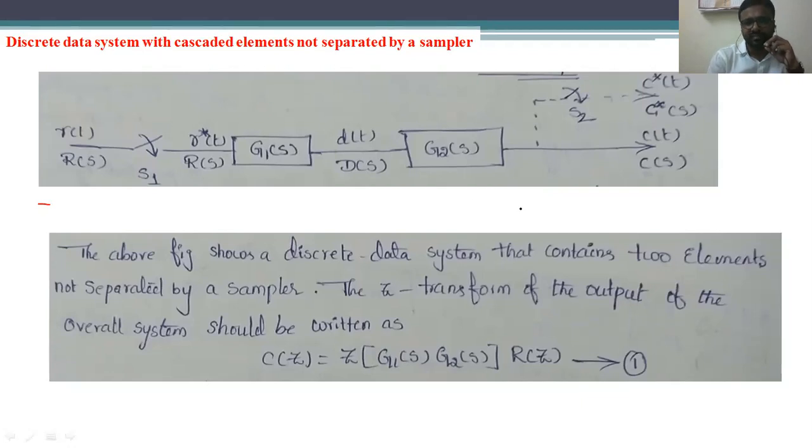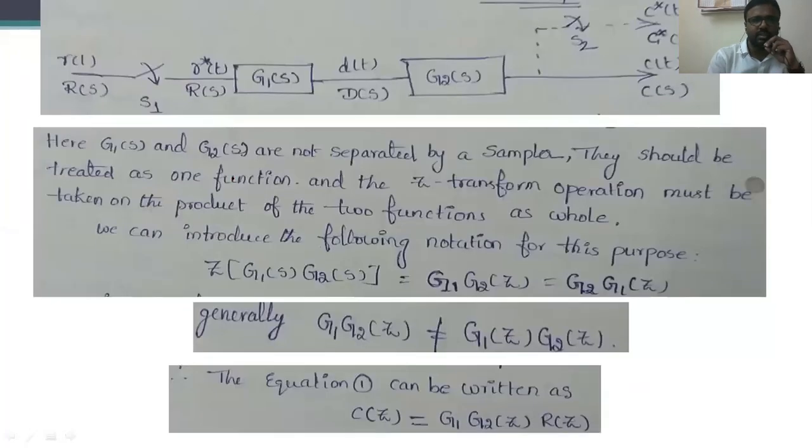So here, we can frame directly the Z transform of the output. The Z transform of the output C of S, whenever the Z transform is applied, we are going to get C of Z is nothing but the Z transform of G1 of S and G2 of S into R of Z. R of S is nothing but the input which is given as an input to the cascaded system. Okay?